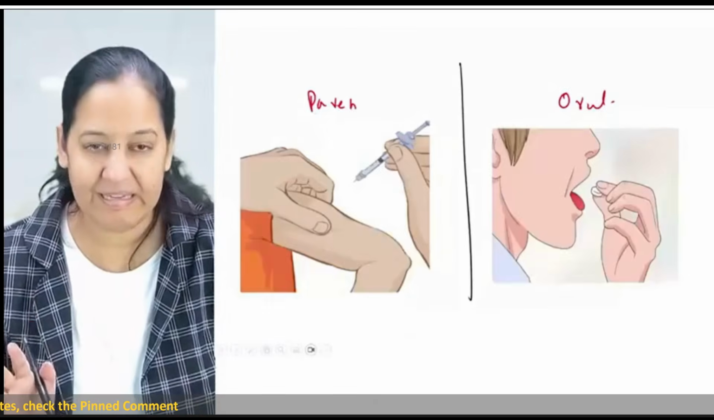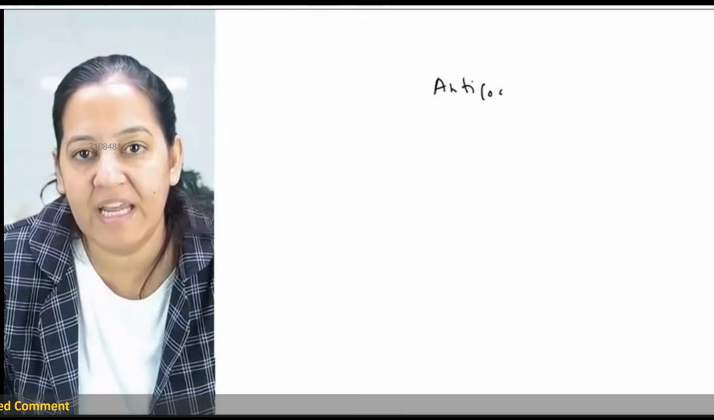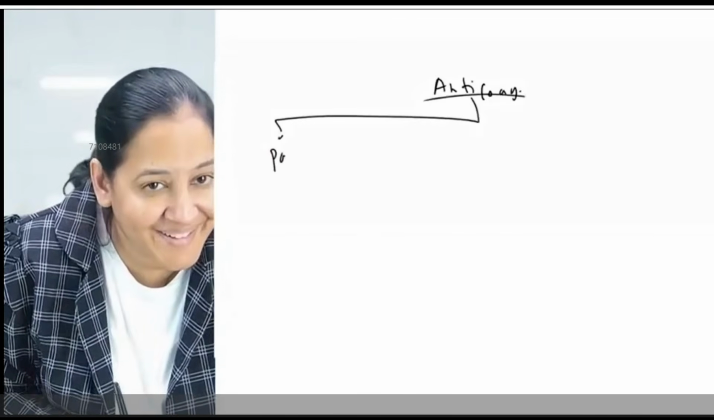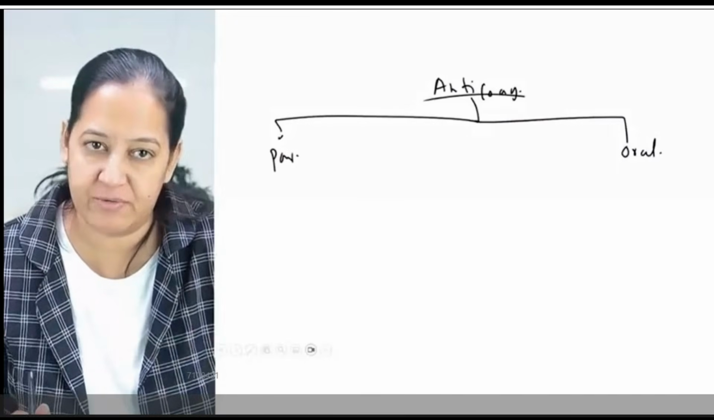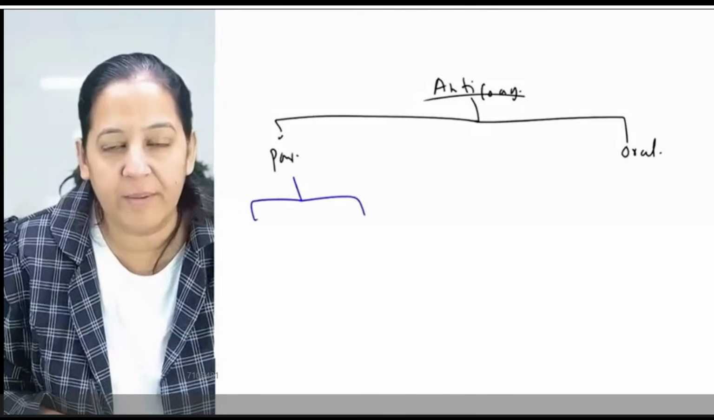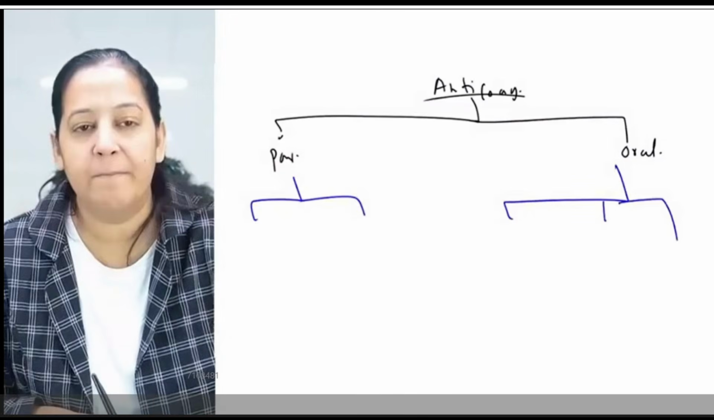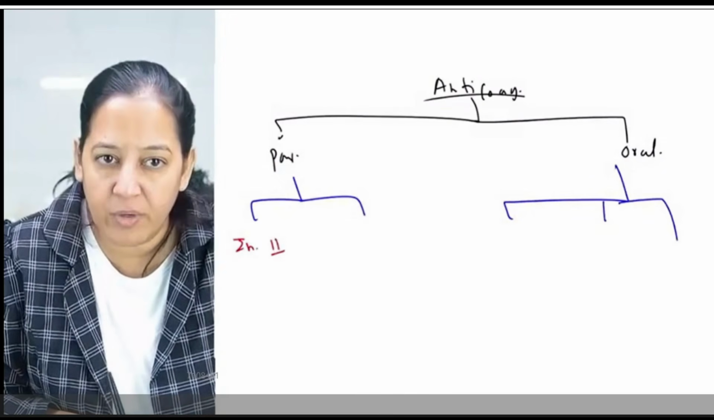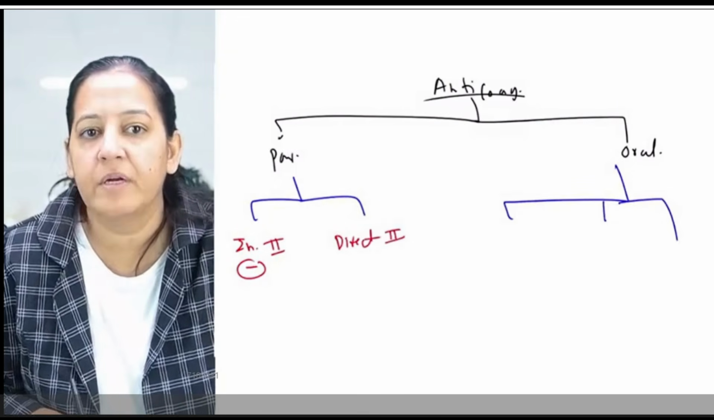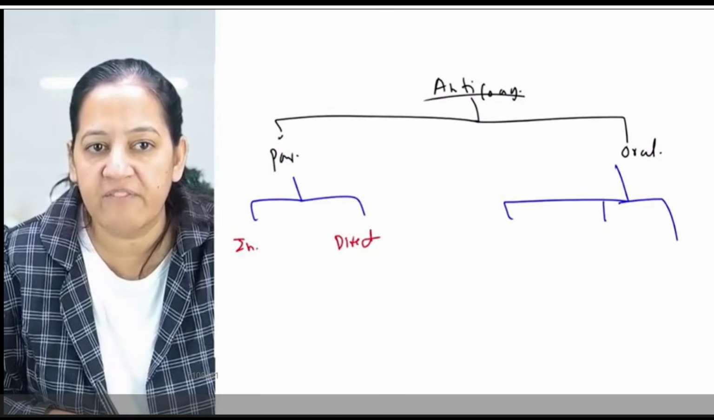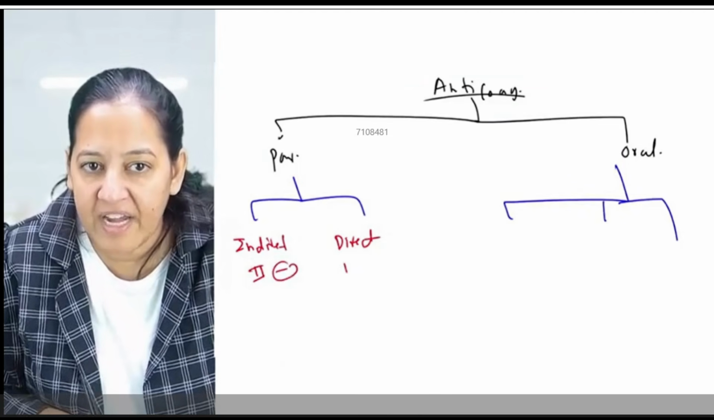So you have to learn, basically we have anticoagulants of two types, parenteral and oral, first of all based on the route of administration. The parenteral are of two types and the oral are of three types. What are their types? The parenteral is indirect factor 2 inhibitor and direct factor 2 inhibitor. So this is also inhibiting factor 2, this is also inhibiting factor 2. This is indirect factor 2 inhibitor and these are direct factor 2 inhibitors.